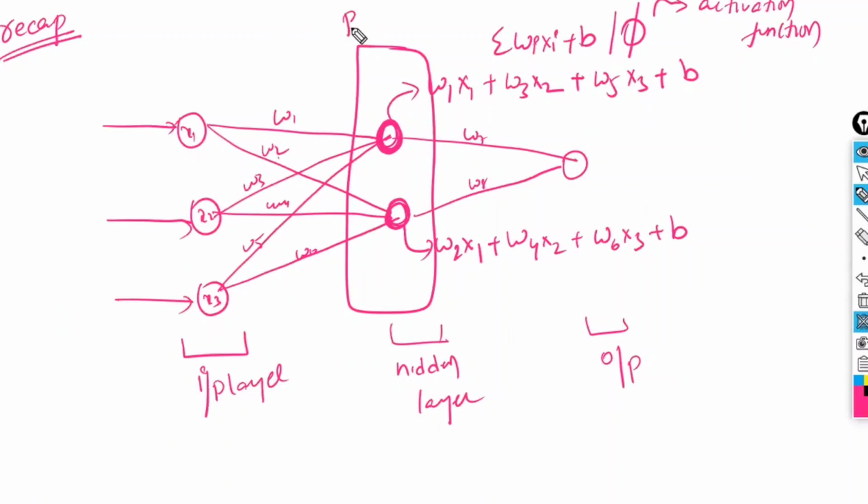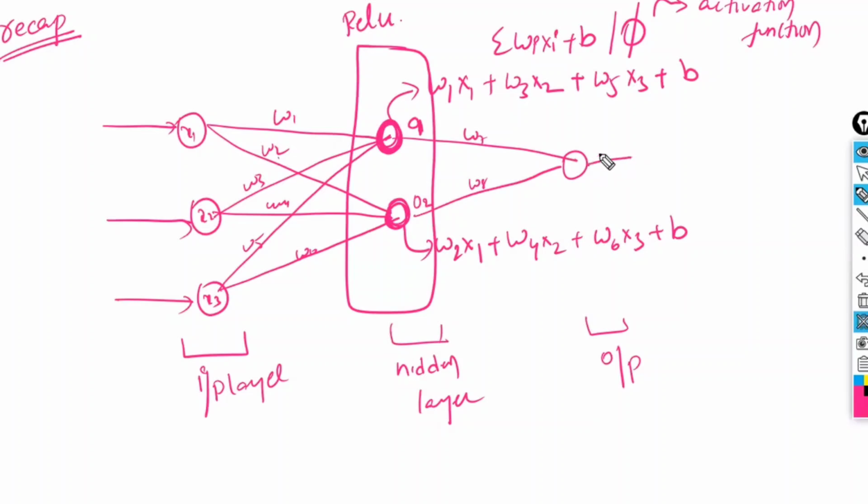90% of cases will go with ReLU as the activation function, but there is no rule for the activation function of the hidden layer. Now, let us assume I have ReLU as the activation function, and after the activation it has given some output. Let us keep this one as O1, and the output of the other neuron is O2.